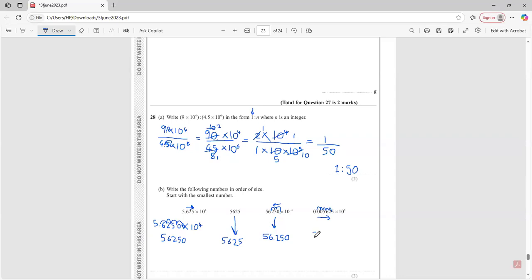So you can just go ahead and write your 5, 6, 2, and don't forget the point that landed there, point 5. Take note that once you deal with the 10, once you interpret the standard forms, you don't need to write them again.